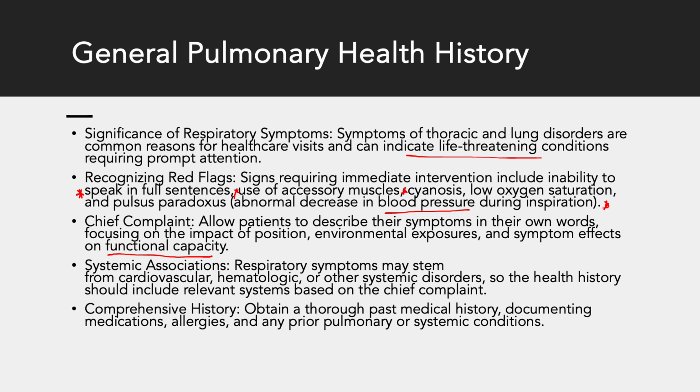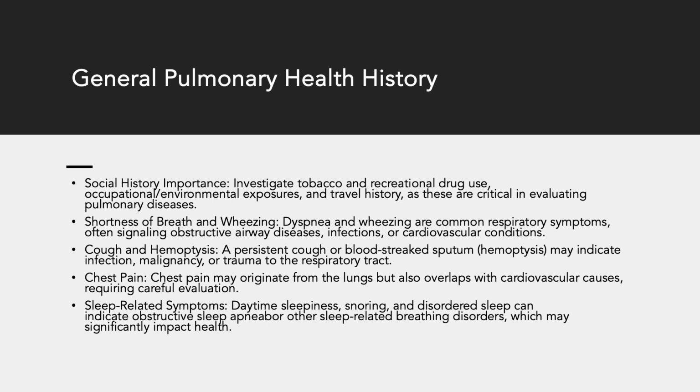Like I just said, comprehensive history. So we're going to obtain a thorough past medical history documenting medications, allergies, and any prior pulmonary or systemic conditions. A big one with your pulm stuff is if you start to get somebody that's had several pulmonary procedures, say they've had VATS in the past, they've had blebs taken out of their lungs, whatever it may be, we need to ensure that we know where that's at, if it causes them any issues, how long ago was the surgery, do they have active lung cancer? All of these things are going to be extremely important to understand in your assessment because they're going to play into our anesthetic. All right.